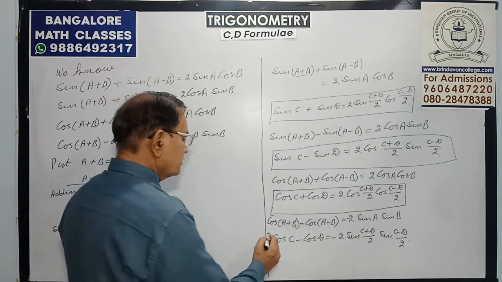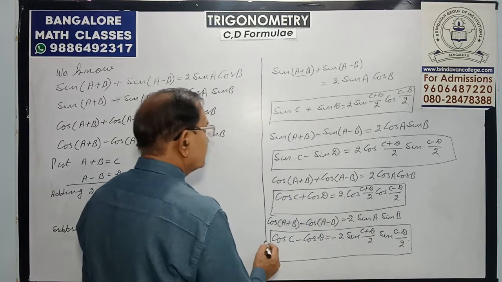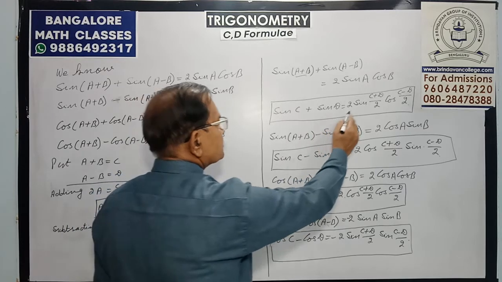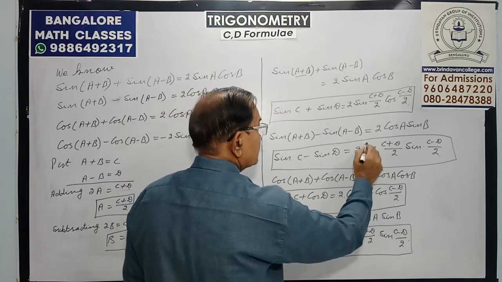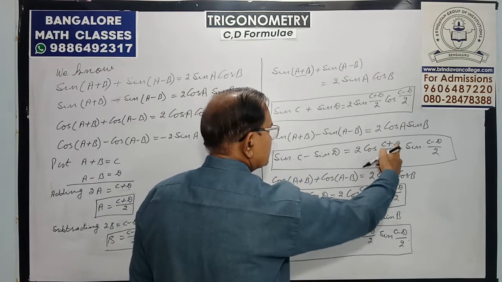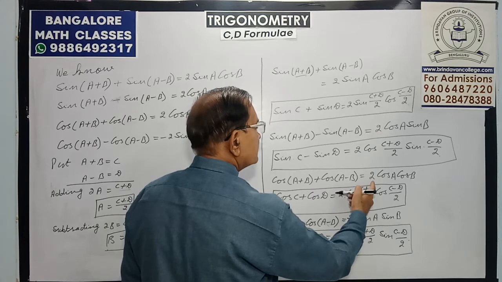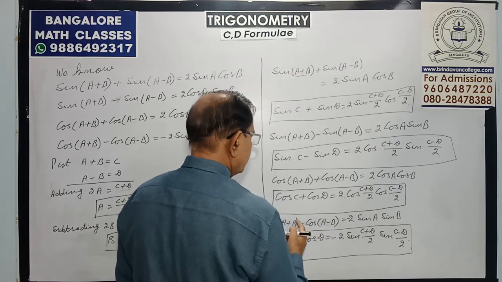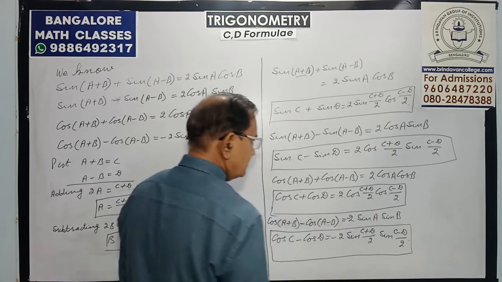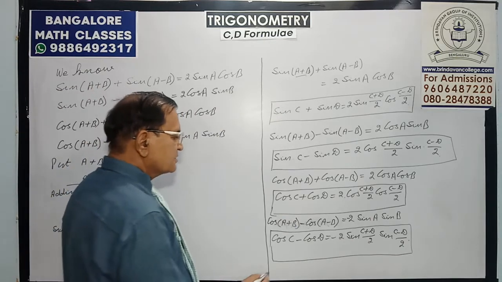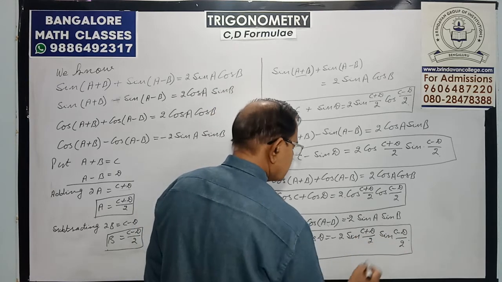So like that we are getting the 4 CD identities. Sin C plus sin D is 2 sin (C plus D) by 2 cos (C minus D) by 2. Sin C minus sin D is 2 cos (C plus D) by 2 sin (C minus D) by 2, there it is first sin, here it is first cos. Cos C plus cos D is 2 cos (C plus D) by 2 cos (C minus D) by 2. Cos C minus cos D is minus 2 sin (C plus D) by 2 sin (C minus D) by 2.